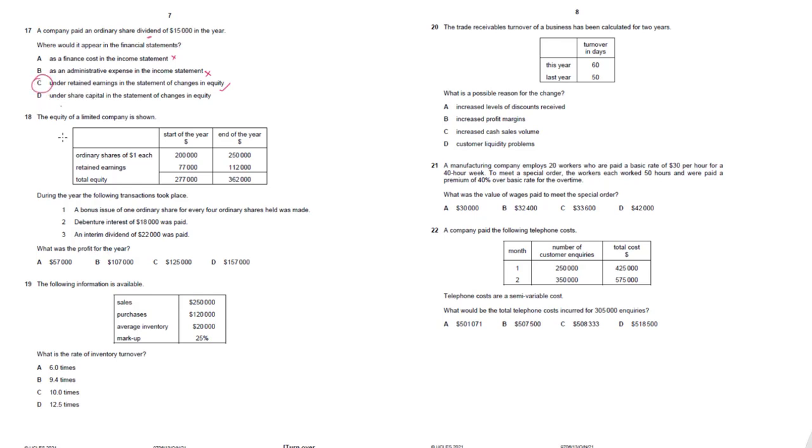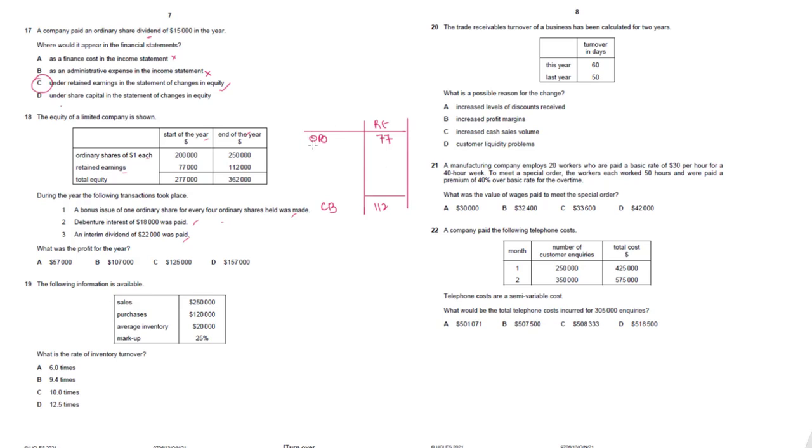So 17C. The equity of a limited company is shown at start and end: ordinary shares, retained earnings, total. During the year, the following transactions took place. A bonus issue of 1 for every 4 was made. Debenture interest was paid. Interim dividend was paid. What was the profit for the year? So to calculate the profit for the year, what we can do is we can prepare the retained earnings column of the statement of changes to equity. We start with the opening balance 77,000. At the end, we will write the closing balance 112,000.